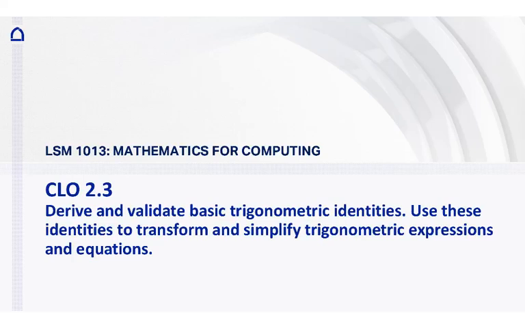Hello everyone, this is CLO 2.3. We are going to derive and validate trigonometric identities and then use those to simplify expressions.